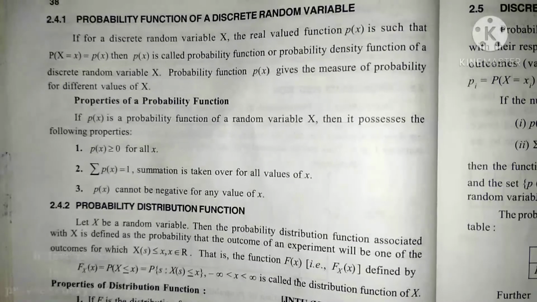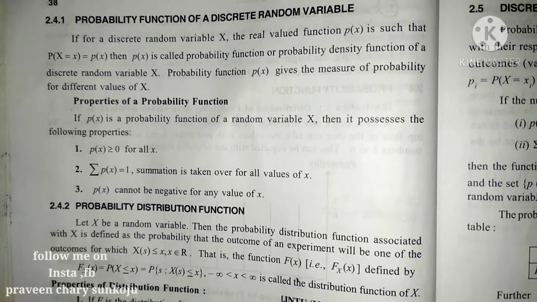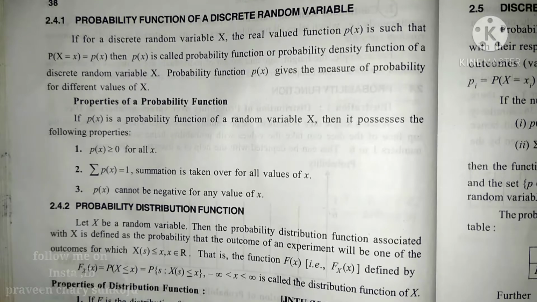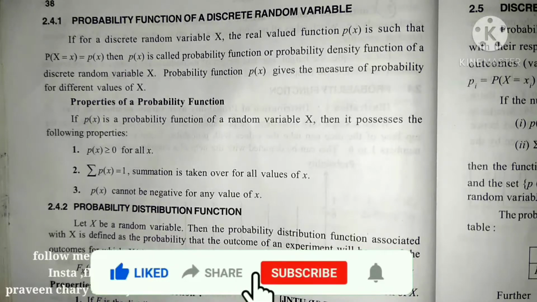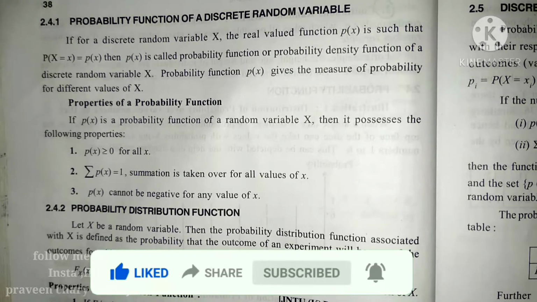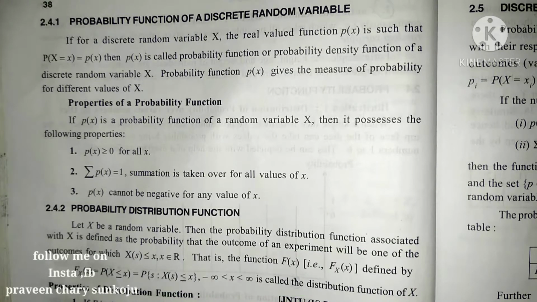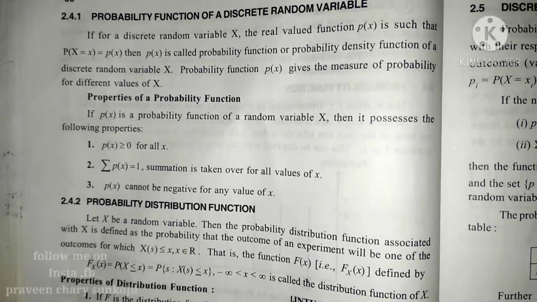Let's go through the definition. If for a discrete random variable X, the real valued function p of x, where the values of x are all real, is such that p of the random variable X equal to x is equal to p of x, then p of x is called the probability function or probability density function of a discrete random variable X.